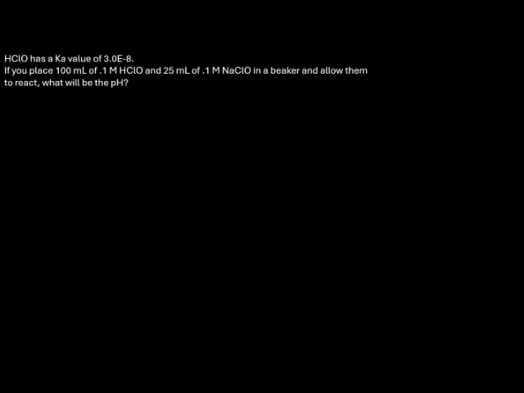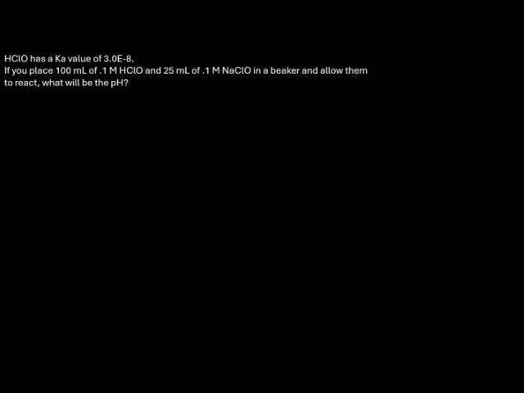First, we're given the Ka value for HClO. I will tell you that is a weak acid because we do have a Ka. We are also told that we are placing some amount of HClO and NaClO in a beaker and allowing them to react, and we're meant to find the pH.